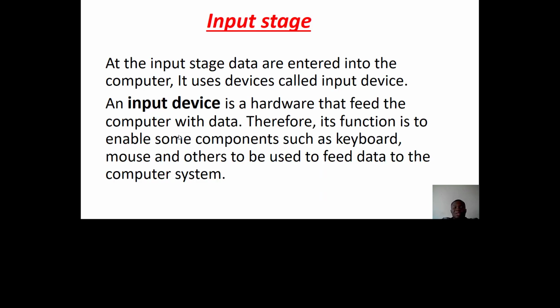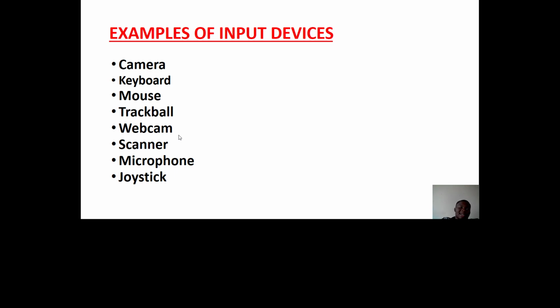At the input stage, data are entered into the computer. It uses devices called input devices. An input device is a hardware that feeds the computer with data. Therefore, its function is to enable components such as the keyboard, mouse, and others to be used to feed data into the computer. So these are some examples of input devices.